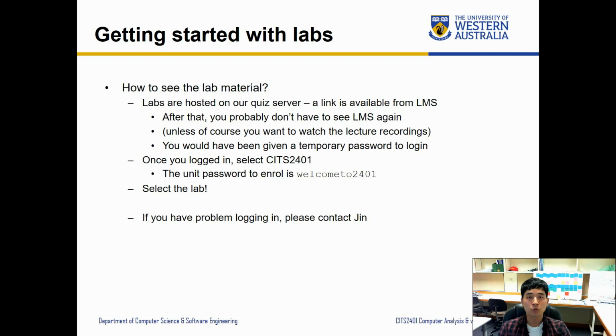Okay. At this point, you would have been given a temporary password to log in. Once you log in, please do remember to update your password. So once you're logged in, select CITS2401. It will require you to enter the enrollment key, which in this case is welcome to 2401, without any spaces or cases. But if this does not work for you, that means I have changed it. So please contact me to get an updated enrollment key. Okay. And once you're logged inside, you can select the labs and get started. So if you have problem logging in, please contact me. Okay.